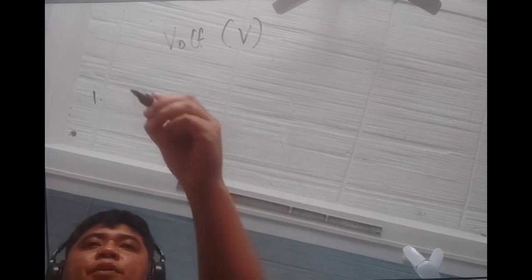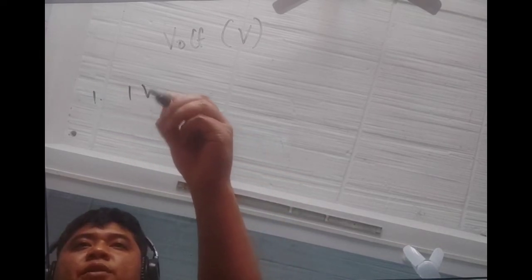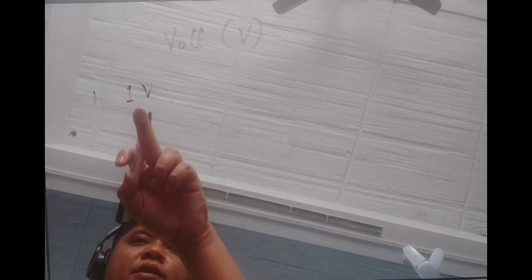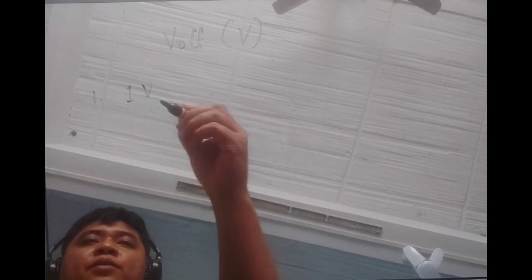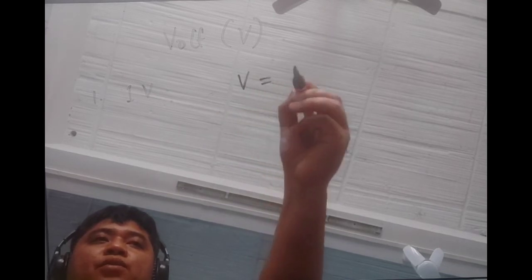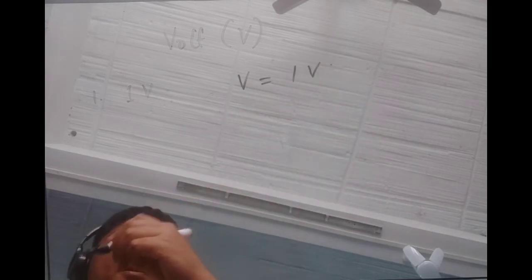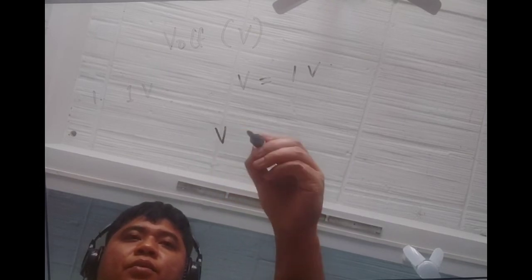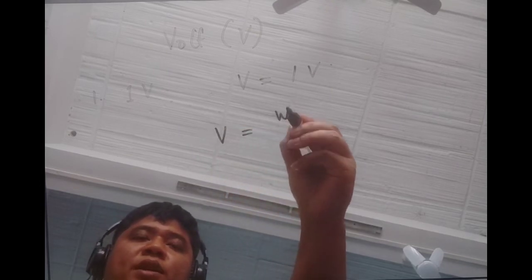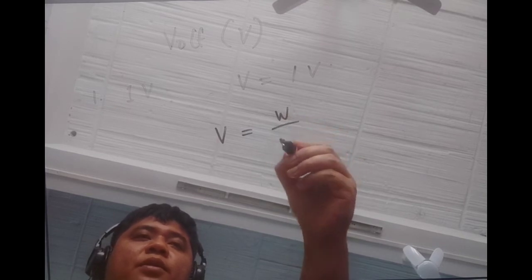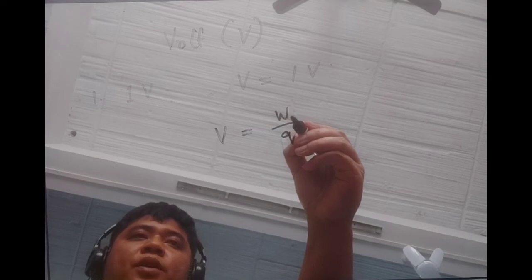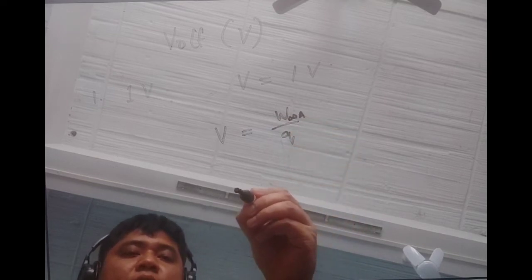Number 1, 1 volt of potential at a point. Let potential at a point be 1 volt. What does it mean? By definition, potential at a point is work done per charge, work done divided by charge. It will be from infinity to point A.